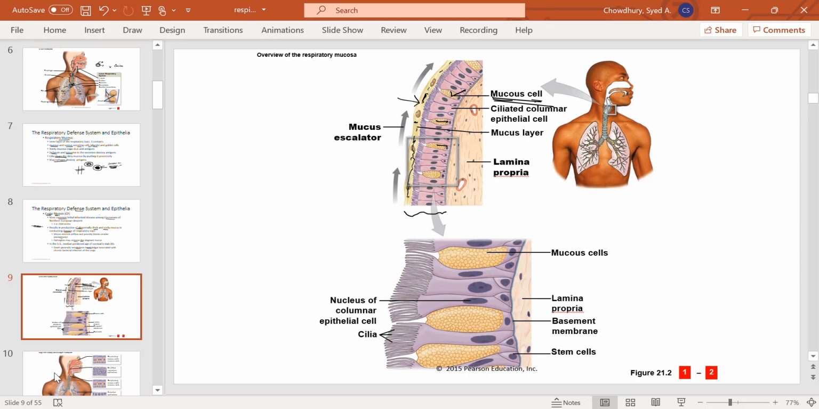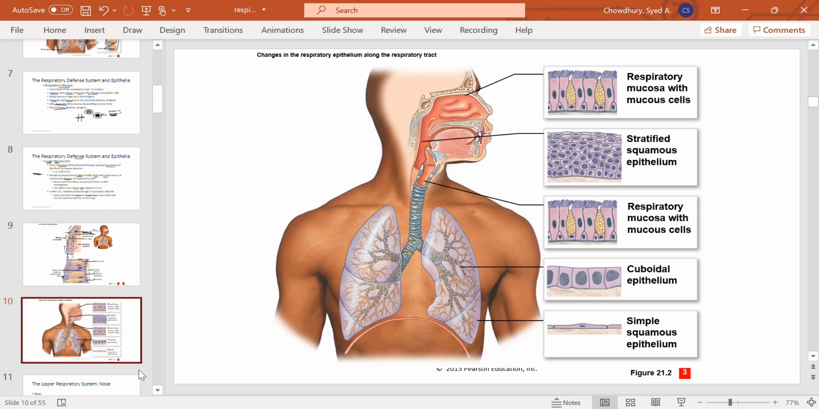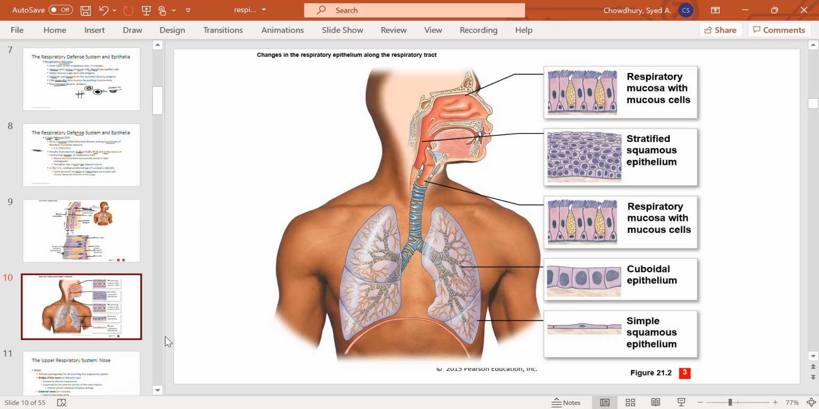And you see the cilia here. These are cilia. You can see here in the larger picture. They are soft hair-like structures to clear the mucus. They push the mucus posteriorly, so it will go to your stomach and the mucus containing the antigens will be destroyed.